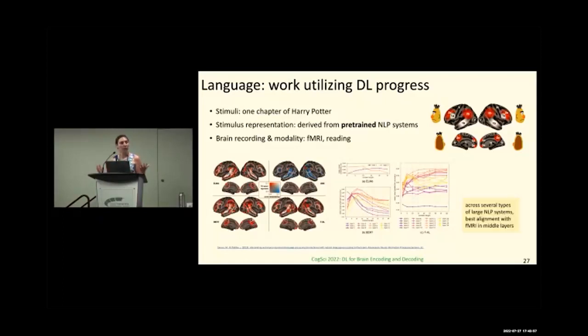Right, so across these several types of different architectures, we show this best alignment with fMRI recordings of people reading Harry Potter in the middle layers of the models.